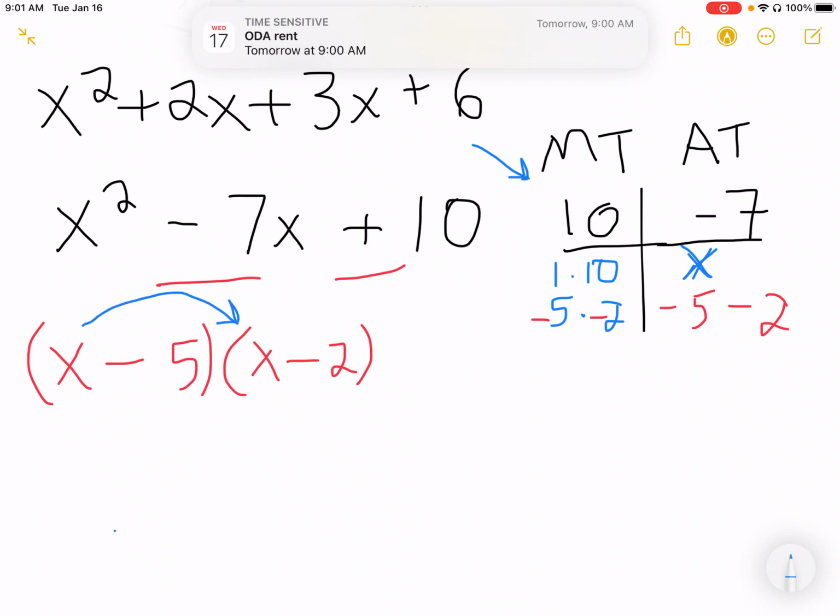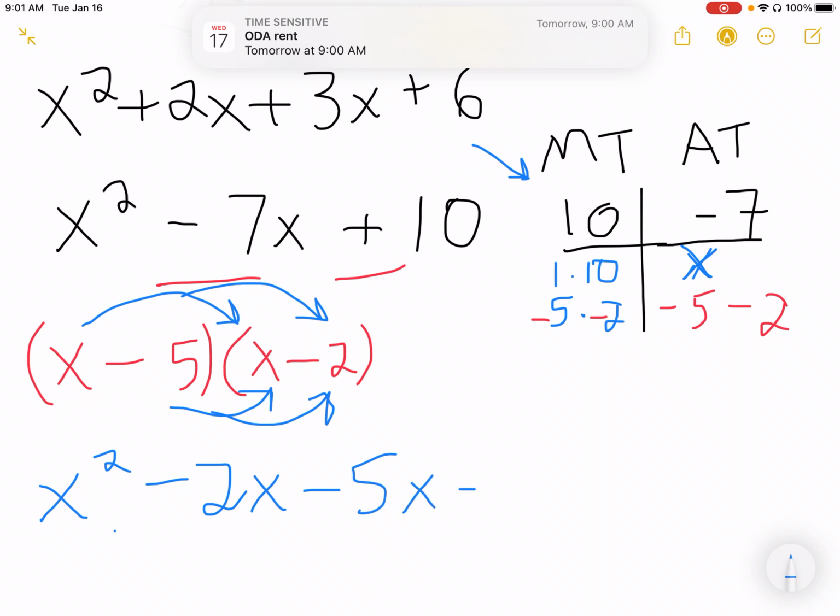So if I multiply this out, with my arrows just to show what I'm doing, then I get x squared minus 2x minus 5x plus 10, and that's going to give me my final result, which is x squared minus 7x plus 10. And there we go. I think that pretty much covers it.